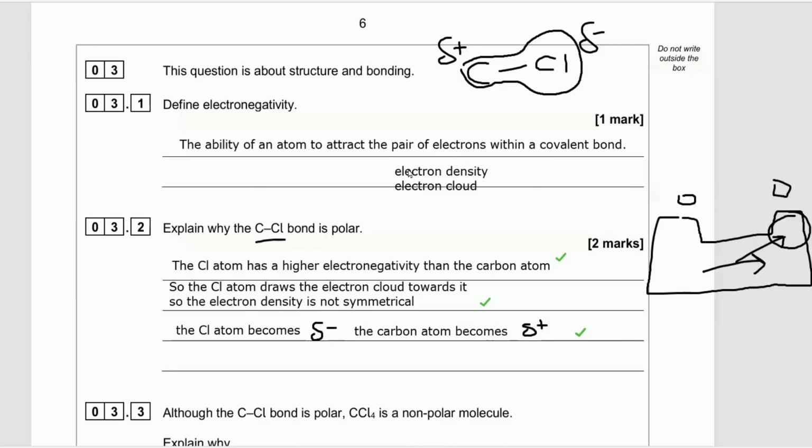They like the term electron density, so the ability of an atom to attract the electron density of a covalent bond towards it, or the ability of an atom to attract the electrons in a covalent bond. It doesn't have to be a pair of electrons because it could be pairs if it was a double bond. But that wouldn't happen with a double bond because they would be symmetrical in their electron density.